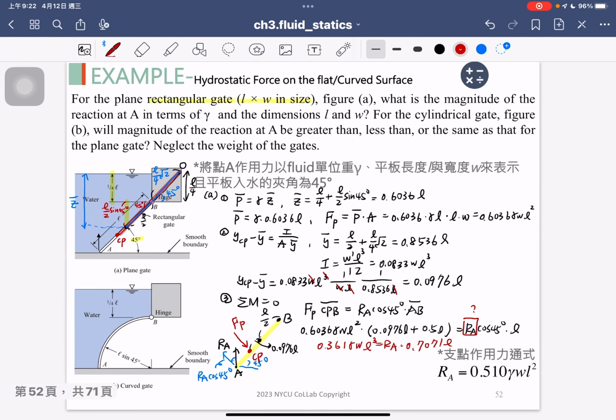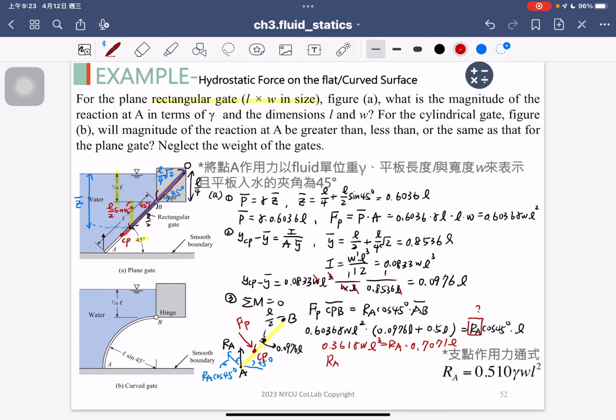You can compute RA, which will equal 0.631 divided by 0.7071. So the final answer is around 0.51, and we only have gamma WL squared. It is almost the same answer I already showed on the slides.